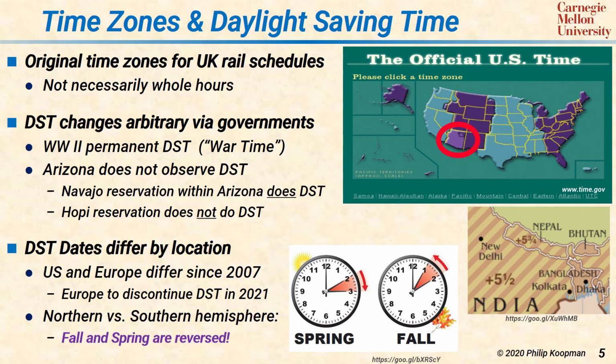Another quirk with daylight savings time is that the dates differ by location. In 2007, the US and Europe changed the dates they switched to daylight savings time. So there's a couple weeks in there where one of them is on daylight savings time and one isn't, and all the time differences between the countries change. Also, don't forget that spring ahead and fall back has to do with the local season, and the seasons in the Southern Hemisphere are inverted to the seasons in the Northern Hemisphere.